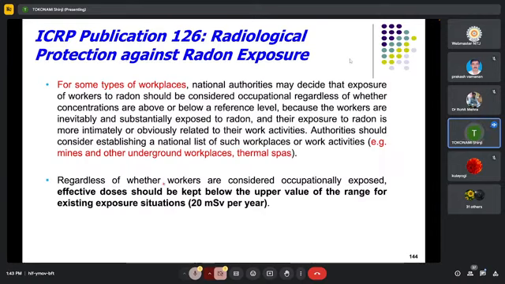Regardless of whether workers are considered occupationally exposed, effective doses should be kept below the upper value of the range of reference levels for existing exposure situations, 20 millisievert per year.